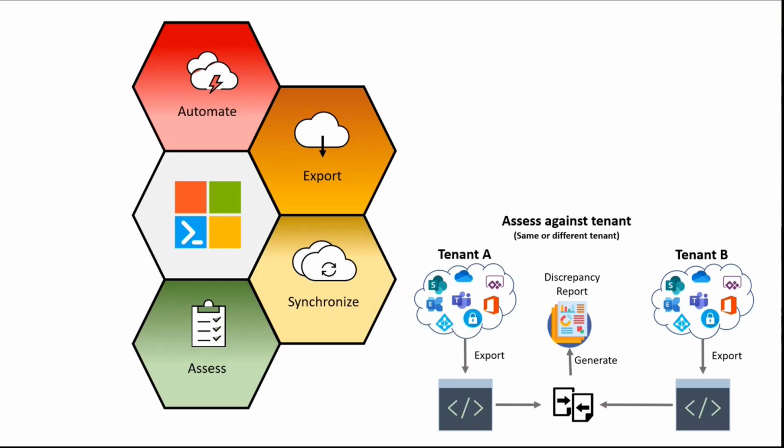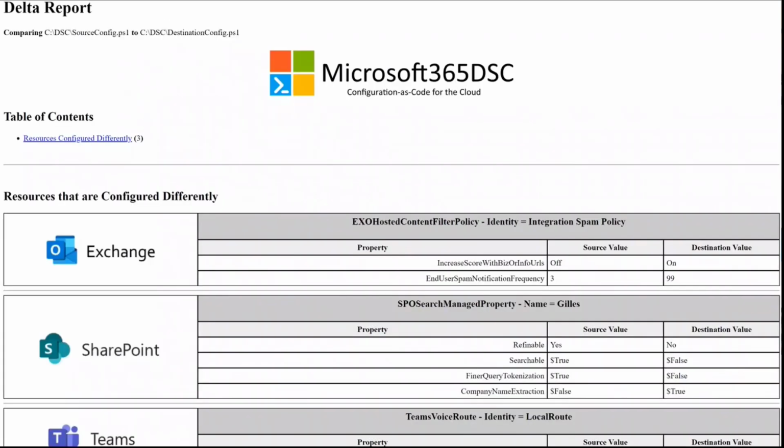Okay, the assessment piece. Essentially there are different types of assessments we can do. We can compare the configuration of 2 tenants. So the idea is that you have tenant A, tenant B. Let's say you're doing a merger. You want to figure out, all right, what's different between the two tenants? Do an export of both, and then through the assessment engine that we provide, we will analyze both configs, figure out what the drifts and discrepancies between the two are, and we'll generate what we call a delta report.